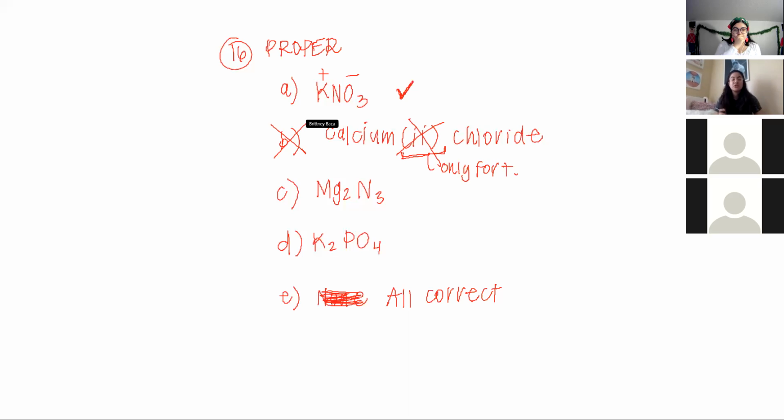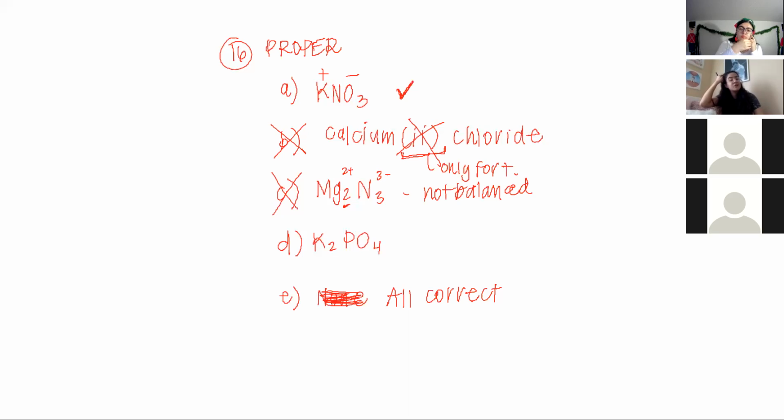What about Mg2N3? No, it's not balanced. It's not balanced correctly, right? It looks like what they ended up doing here instead, they did the 2, instead of using it as a charge and crossing it over, they just kind of sunk them down instead of crossing over. So then this one cannot be it either because they didn't cross over.